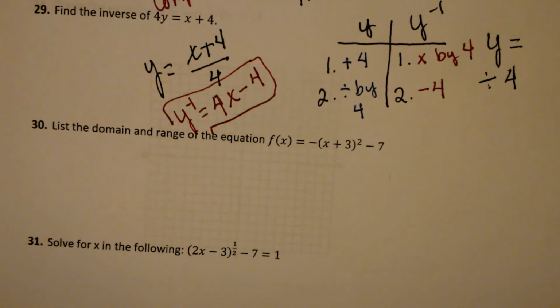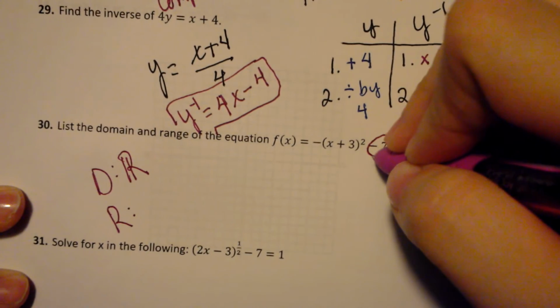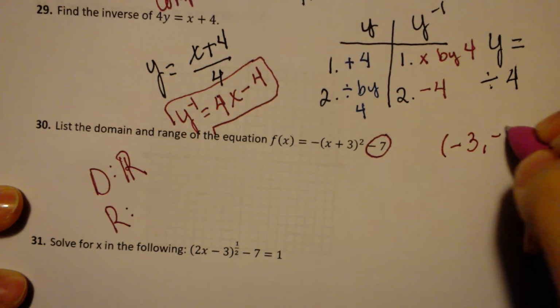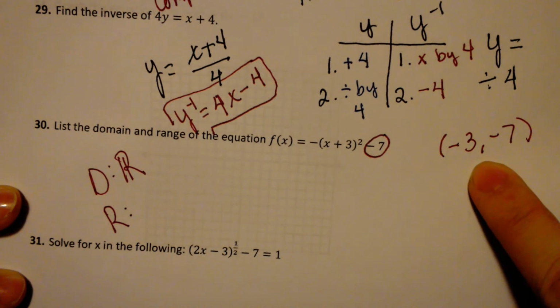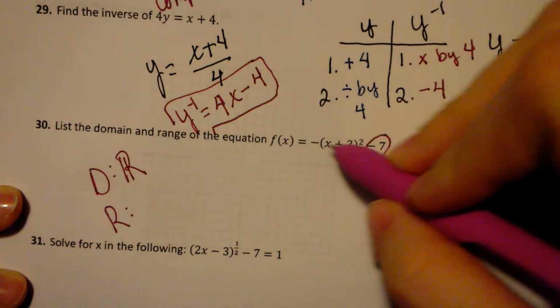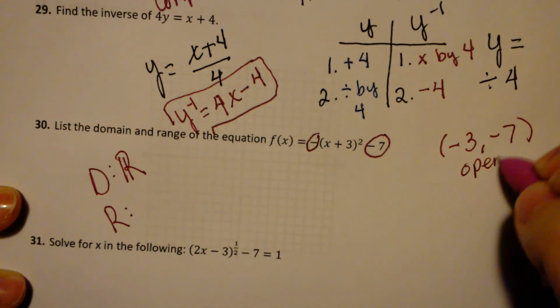So 30 says list the domain and range of the equation f of x equals negative (x plus 3) squared minus 7. So the domain, all real numbers. The range is dependent on that value. This is in vertex form. So my vertex is negative 3, negative 7. And you could look at the table to make sure that's what it is, but I know it's negative 3, negative 7. And that negative is telling me that it's opening down.